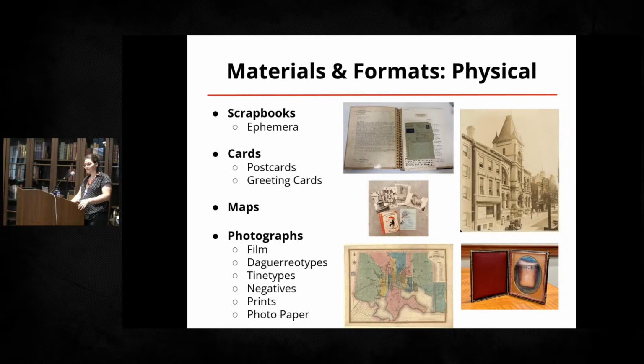Some other physical materials you can think about: scrapbooks are extremely popular and really common items in a lot of people's family treasures. Those can include ephemera, which is a catch-all word for something that maybe wasn't intentionally made to be saved, but we held on to it. Ticket stubs are a great example of that. A lot of people like to scrapbook with ticket stubs for events they went to and keep them with the photos from that event, and they'll often end up in one little scrapbook.